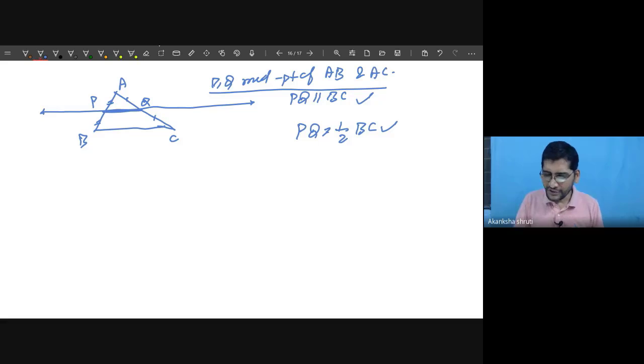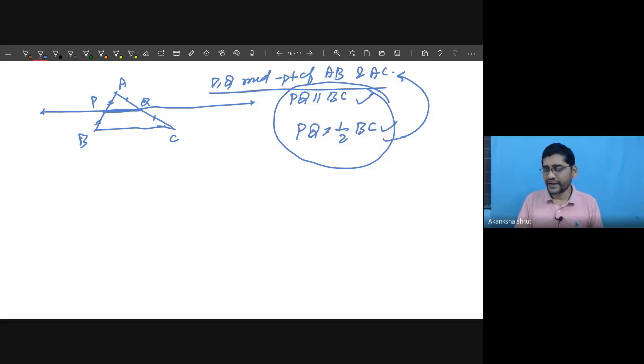Or the reverse is also true. If it is given that PQ is parallel to BC and PQ is half of BC, then P and Q will be midpoints of AB and AC. Ready? So both ways it is true. This is called the line joining the midpoints, or the midpoint theorem of a triangle. Ready? So it is all about this. Regarding triangles, you have to keep this in mind and apply all these things carefully.